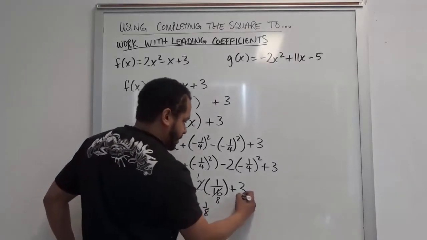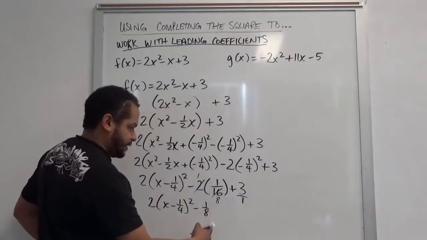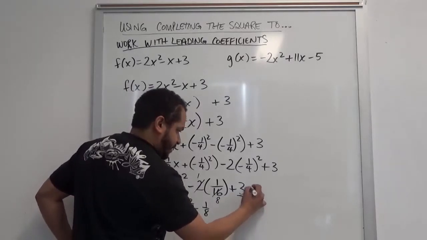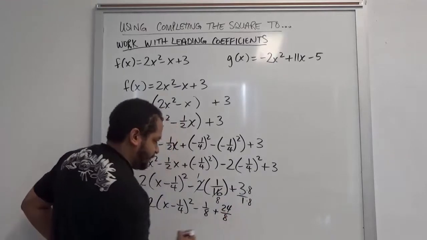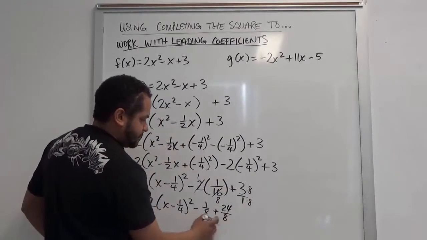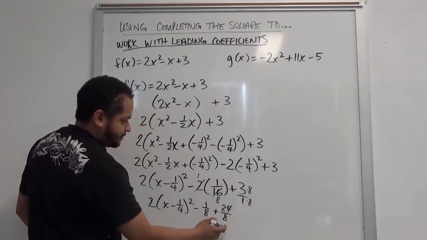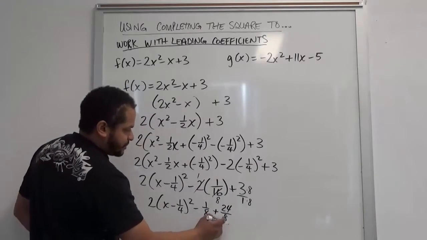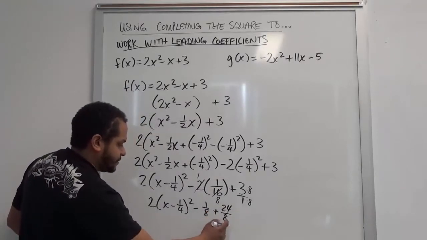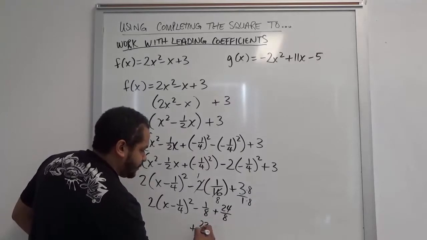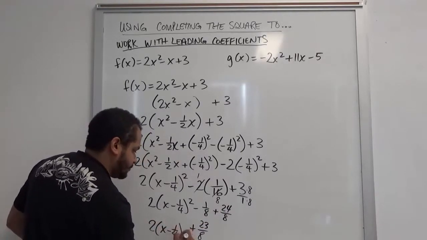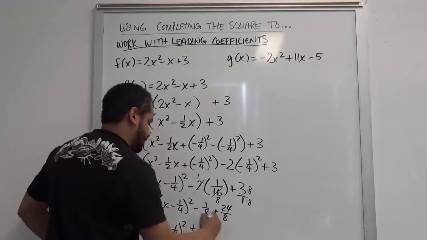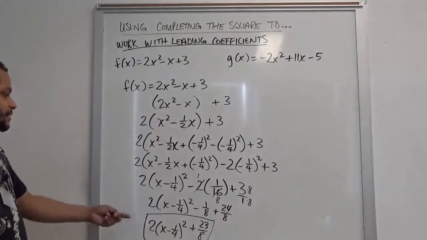And we want to complete the LCD here, right? Because this is 1/8. And so we multiply the top and bottom by 8. This becomes 24 over 8. And then we're subtracting these two from each other, right? So 24 positive, negative 1/8, positive 24 over 8. And that becomes just positive 23 over 8. And here we have our completed square with a leading coefficient. So here we have our f of x completed.